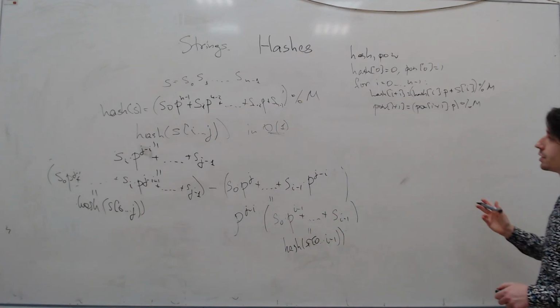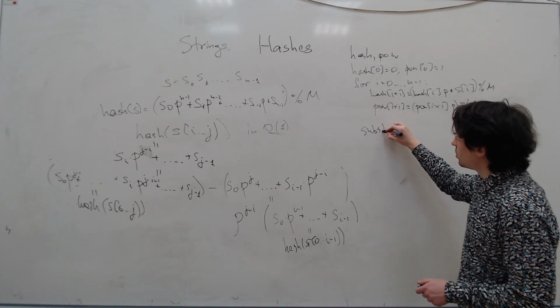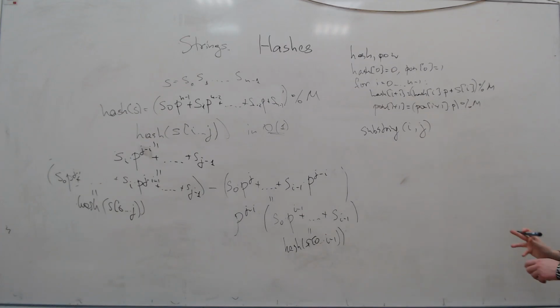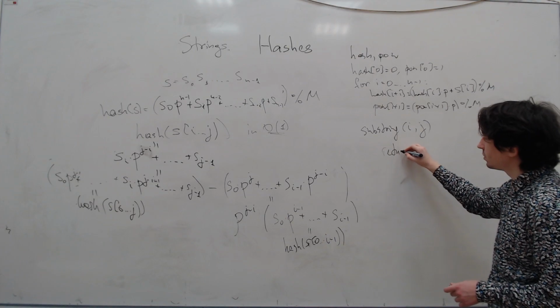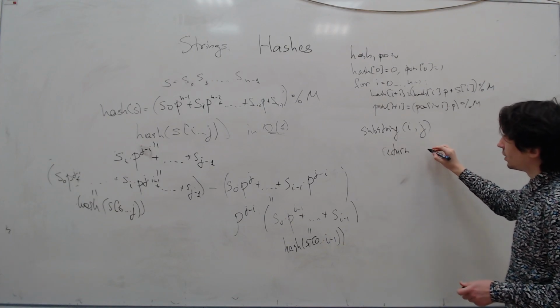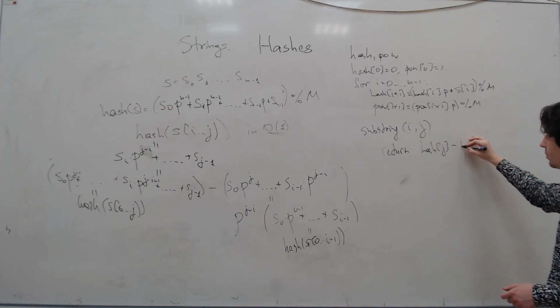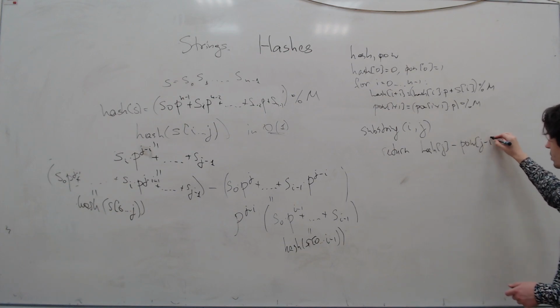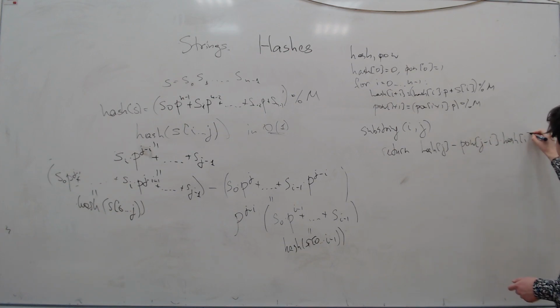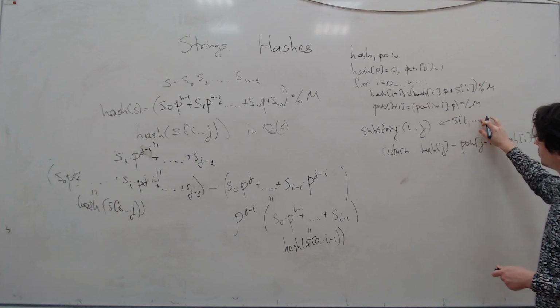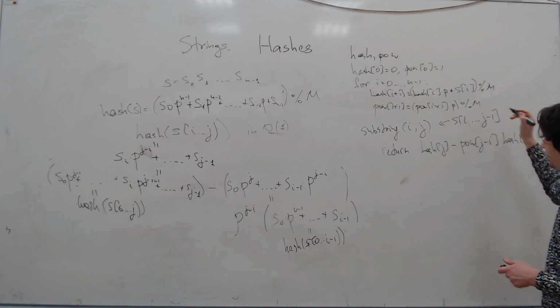And then, when we want to get the substring from i to j, it is simply: return hash j minus pow j minus i times hash i. So this is the hash for the substring from i to j minus 1.